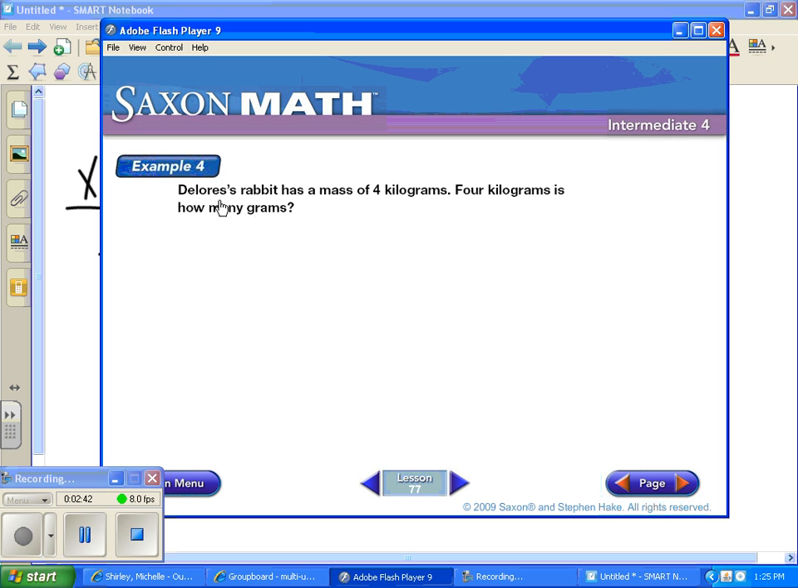Example 4. Dolores' rabbit has a mass of 4 kilograms. 4 kilograms is how many grams? Kilo means 1,000, so 4 times 1,000 is 4,000 grams.